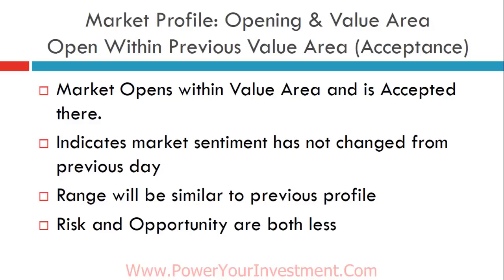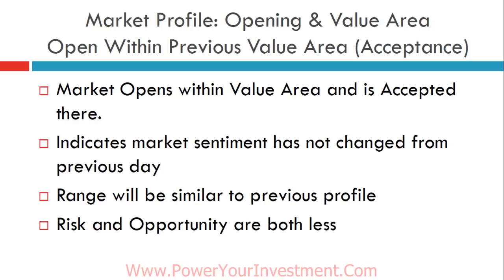Now what this means is that you have a previous well-defined value area and the market opens within that only. The first thing that we are studying is acceptance. What does acceptance mean? Acceptance means that when the market opens within the previous value area, it is accepted there. Price rotations happen there. This indicates that nothing has changed from the previous profile or the previous day. Okay. So usually what these kind of markets signify is that the range of today's session will more or less be like the range of the previous session or profile.